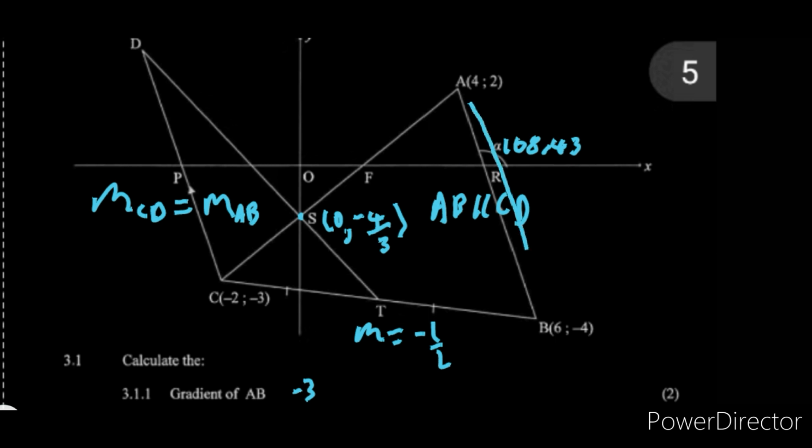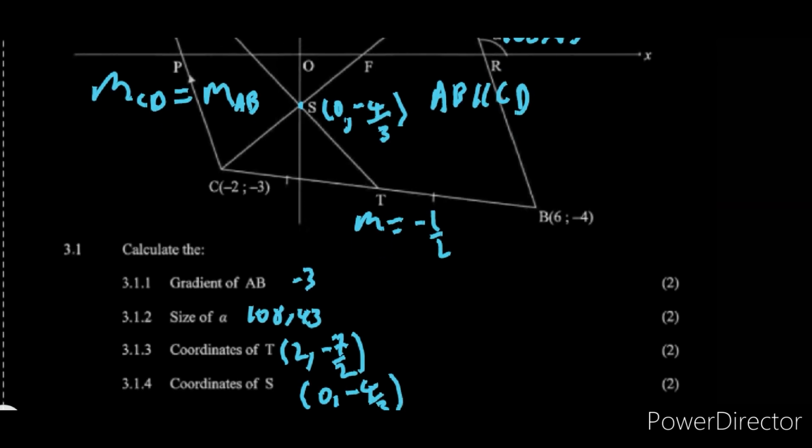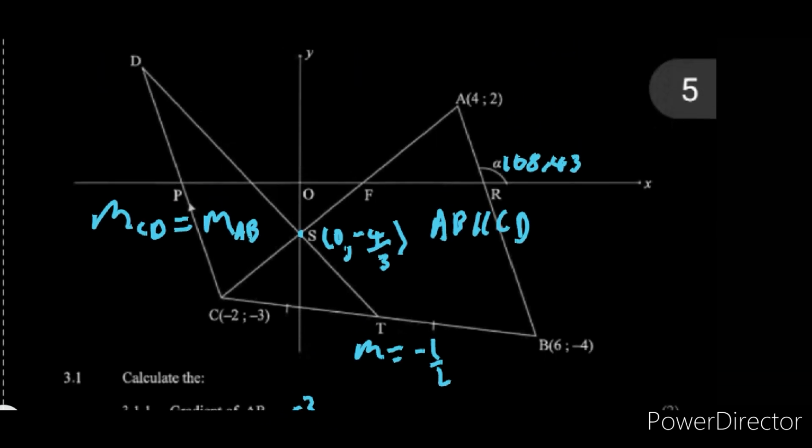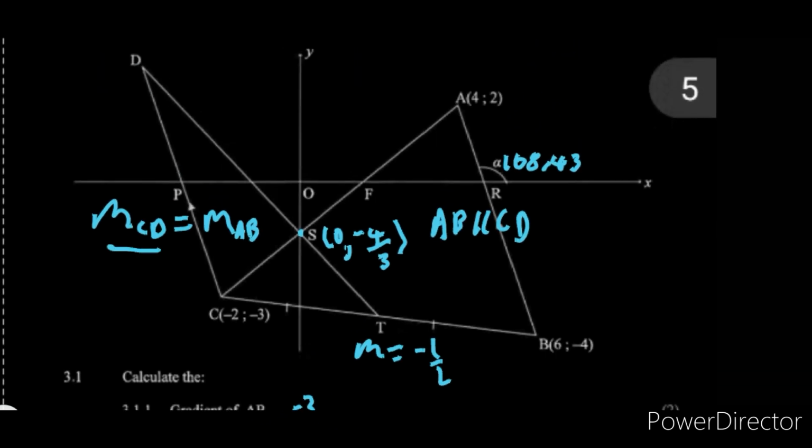So we have already found the gradient of AB. We have already found it. So what was the gradient of AB? So the gradient of AB was -3. So it means the gradient of CD will also be -3. So you will just tell them that therefore the gradient of CD is -3. So it is that simple. You tell them that the gradient of CD is -3. So we have found the gradient of CD. Now we need to find the equation. So let me just erase this stuff.